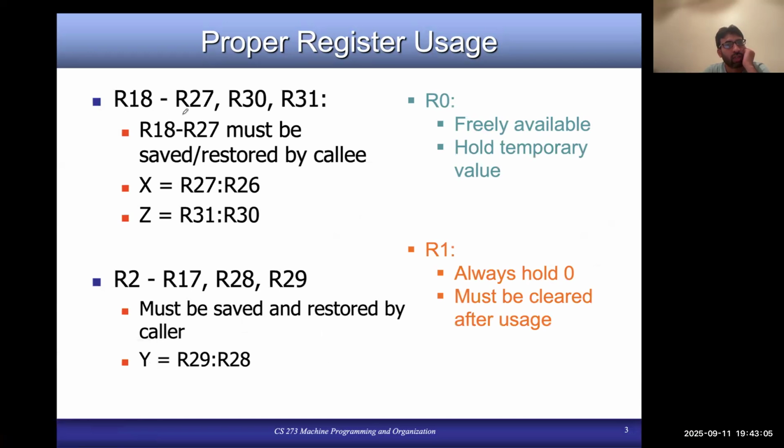So it is the job of the callee to take care of these registers R18 to R27. And then we have some registers R27 to R26, R31 to R30, and R29 to R28. These registers are used in pairs, and they are used to create pointer registers. What do you mean by pointer registers? What is a pointer first?